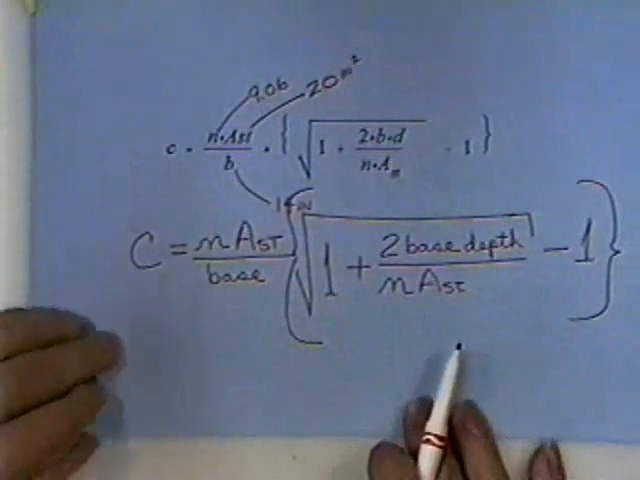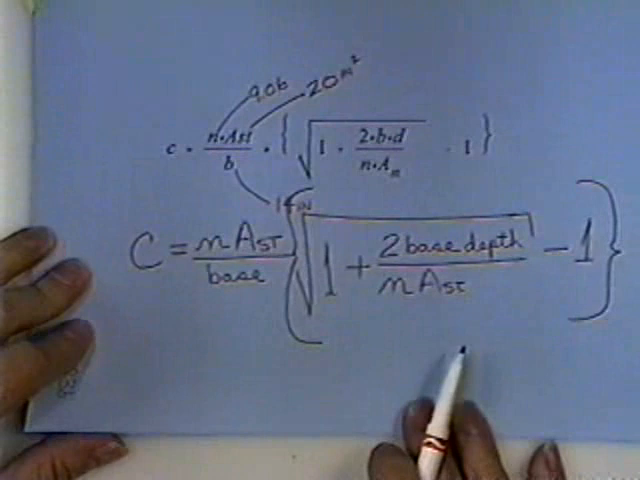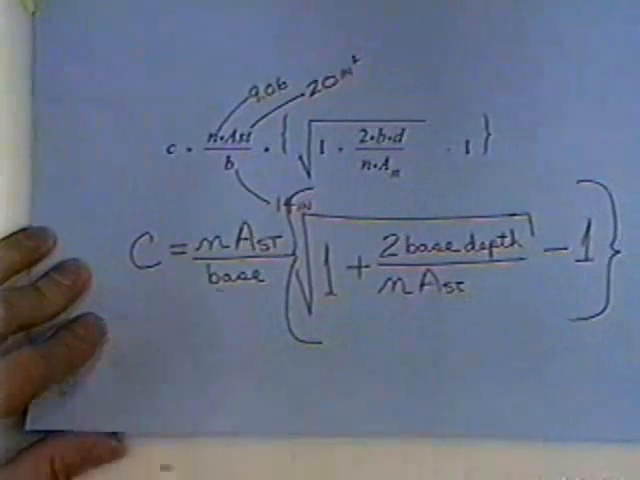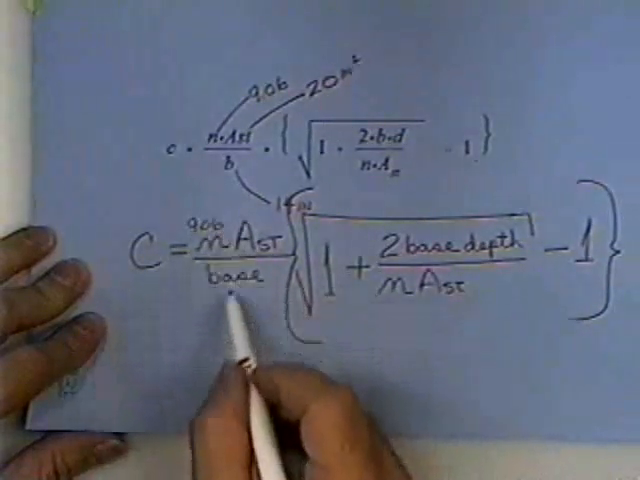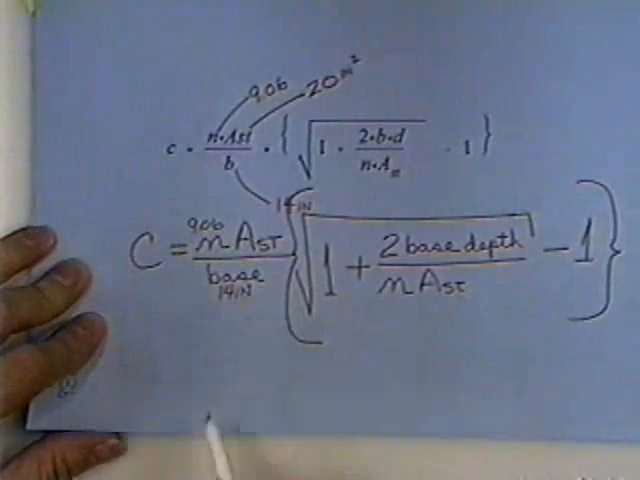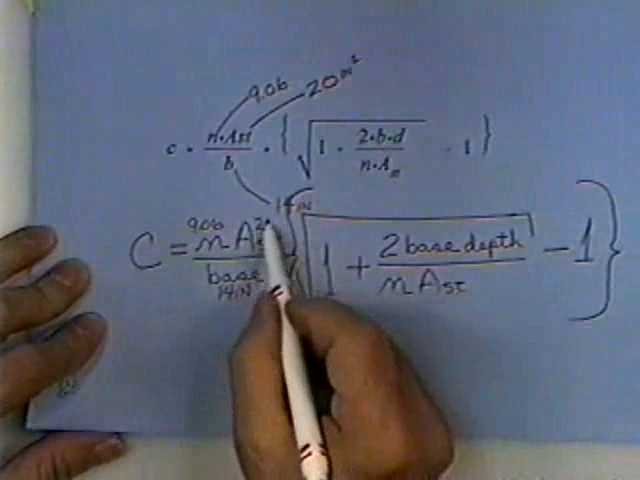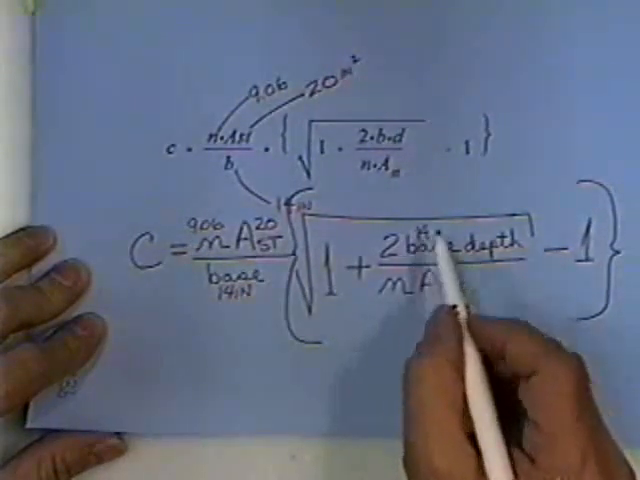And there are, in your book, I believe it gives you how to solve for that. It's just not worth it. It's just too easy to solve for C right out of this equation. So we plug in our 9.06. Our base was 14 inches. Our area of steel was 20. Our base is 14.